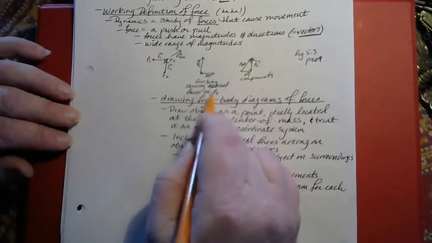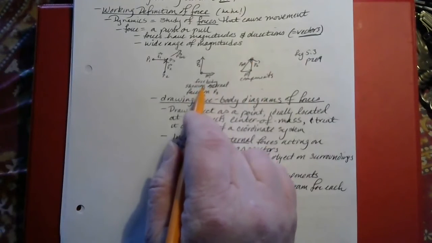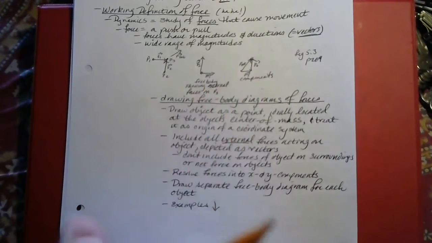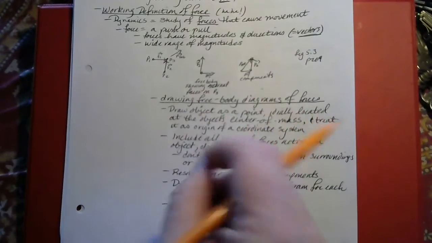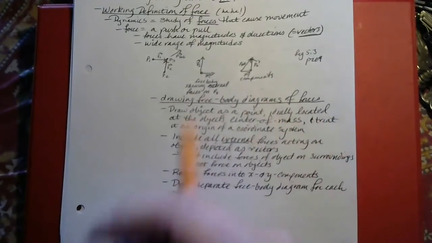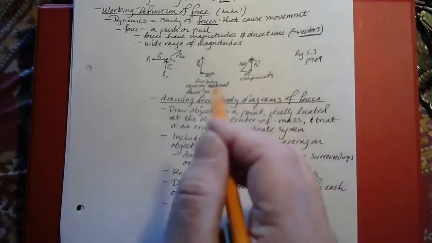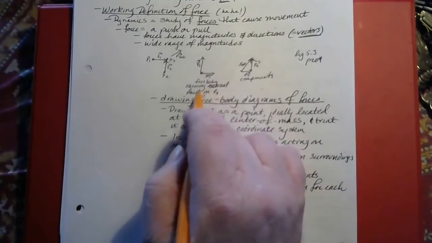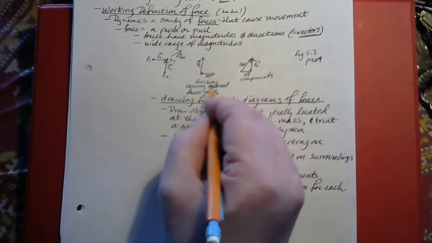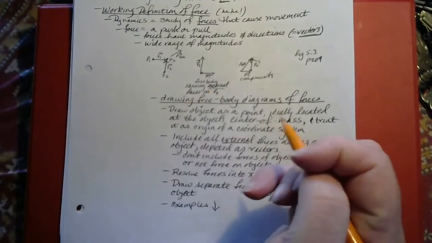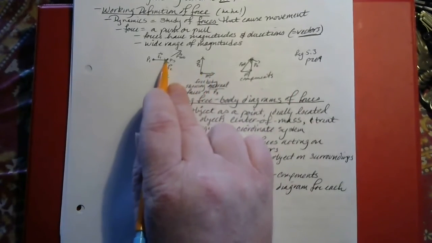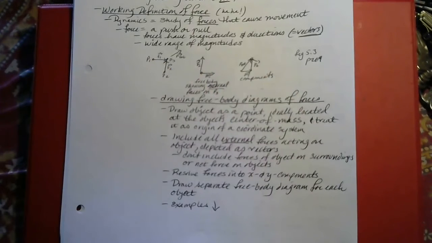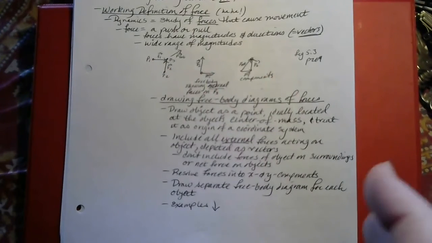The free body diagram usually shows the object as a point, and the point is normally placed at the center of gravity, that is, the center of mass of the object that's being worked on. And the free body diagram usually only shows external forces acting on a body. The object itself is usually considered the origin.